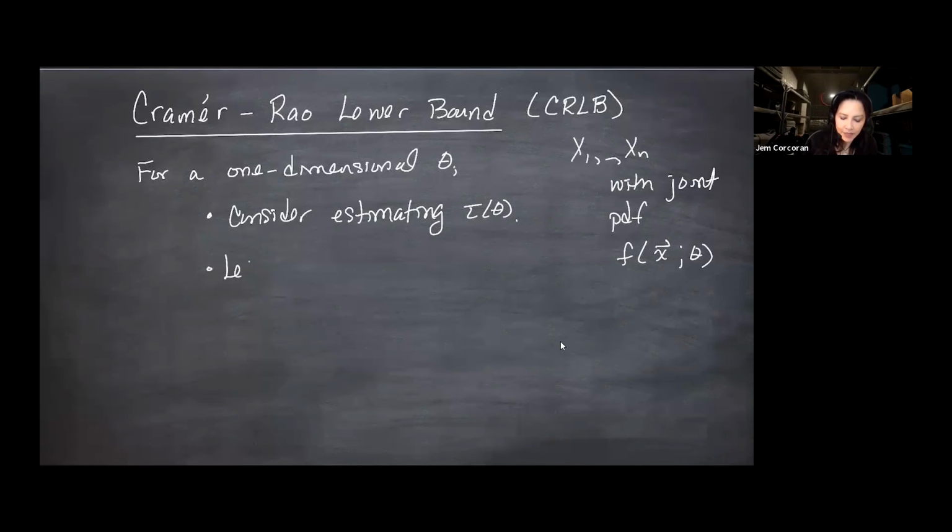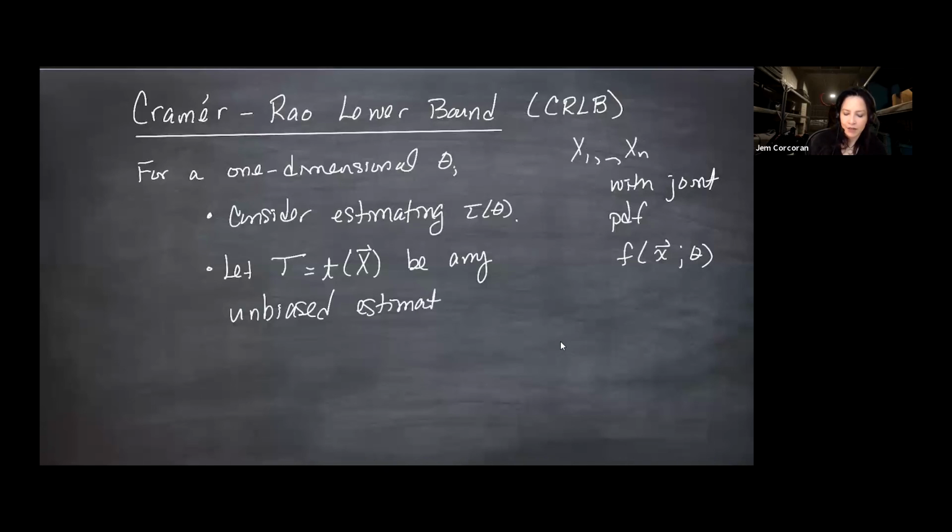I'm going to let T, capital T, be a statistic. That's supposed to be like an early lowercase t, because I like to save the lowercase t for when I actually put the numbers in and not the data. But I don't think I'll have to write that more than once, so it's not that important. But I'm going to let this be any unbiased estimator of tau of theta.